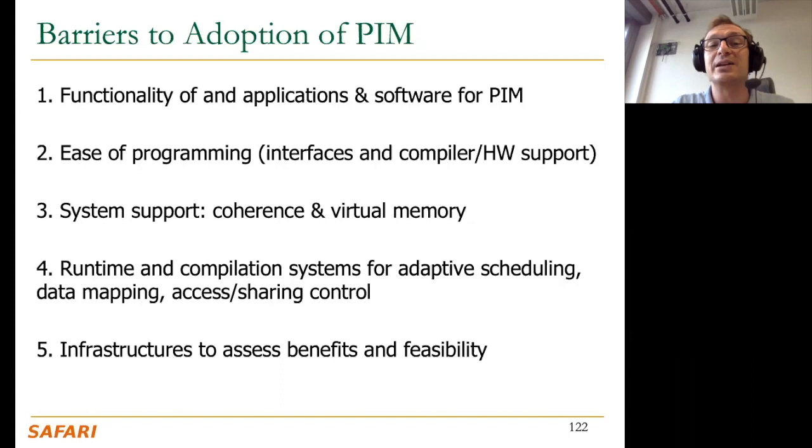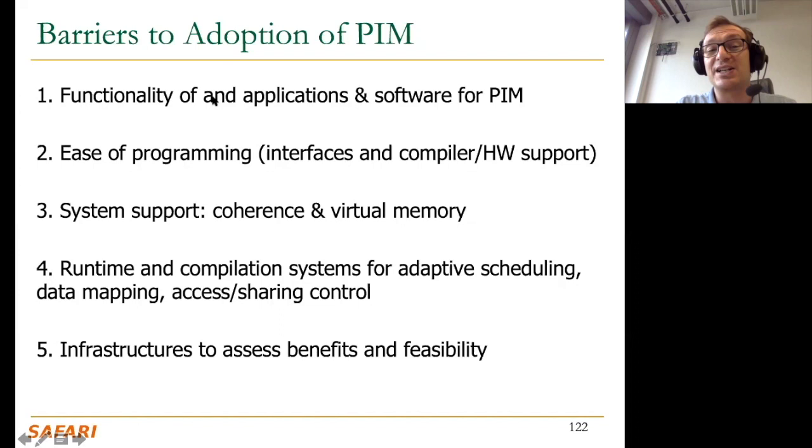So adoption issues are important, and functionality of and applications and software for PIM, I believe that's one of the major adoption issues. What kind of software will benefit? What kind of functionality should we add? And there's work going on in the group related to this that we may discuss at some point. We're looking at many, many applications, more than 400 applications or so, and looking at what kind of benefits you would get. Can we actually automate some of the functionality that needs to be in PIM and discover automatically what kind of functionality should be offloaded from software and do it automatically? Okay, that's very interesting, clearly.